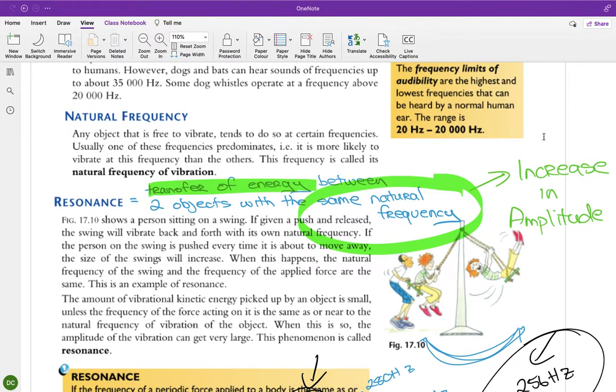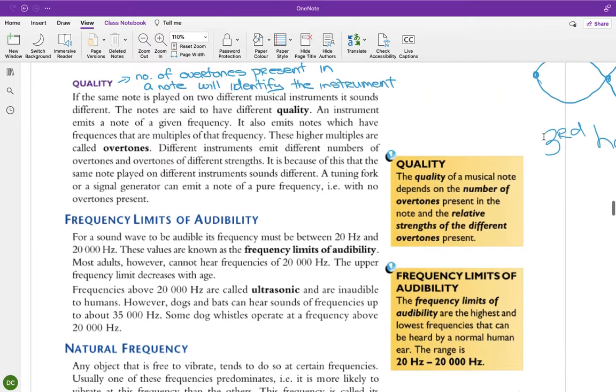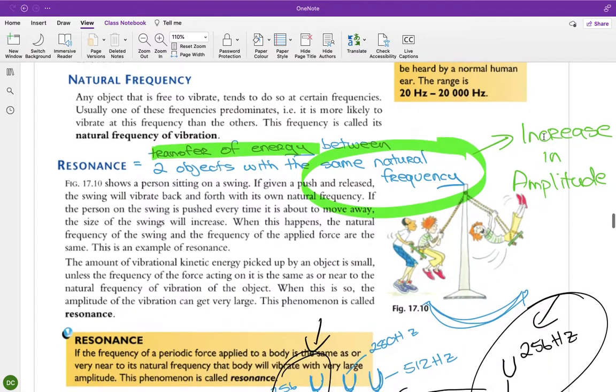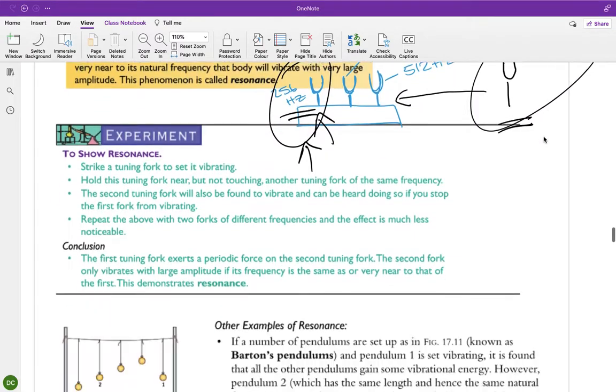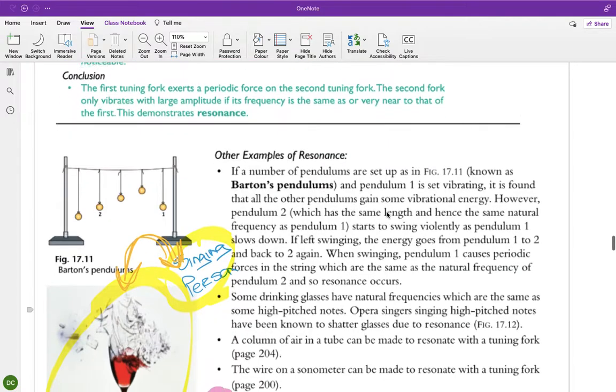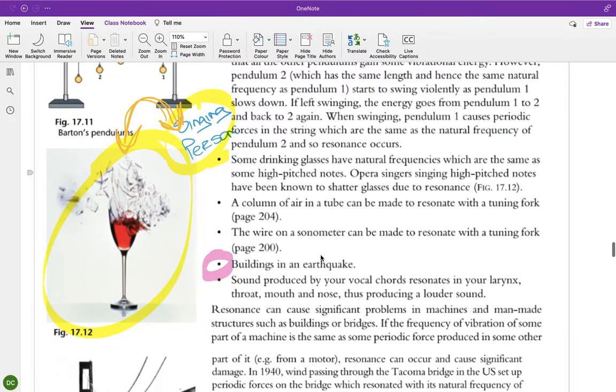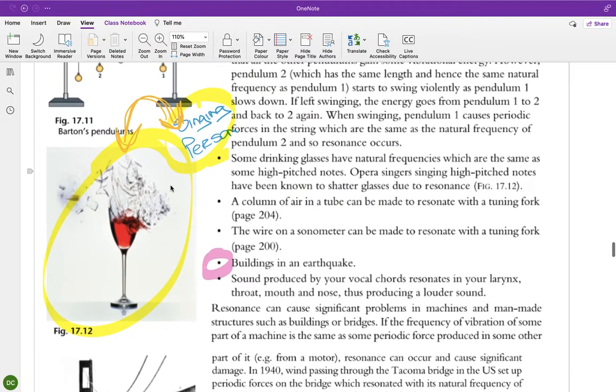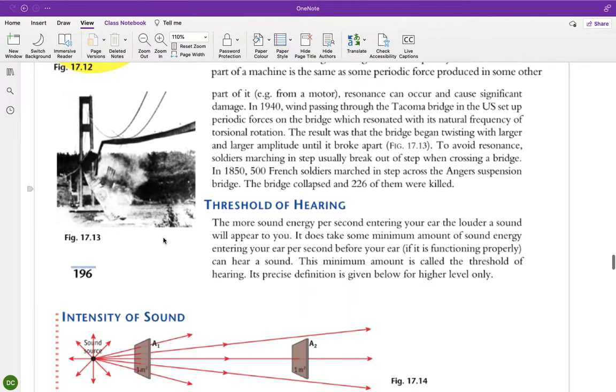Okay, so will you take down your notes on that one, please? On the frequency limits of audibility, natural frequency, and obviously resonance connects with natural frequency. A little diagram of this experiment would be great, and then a couple of examples of resonance. The glass and the opera singer is the easiest one. I just find this one kind of easy to remember.